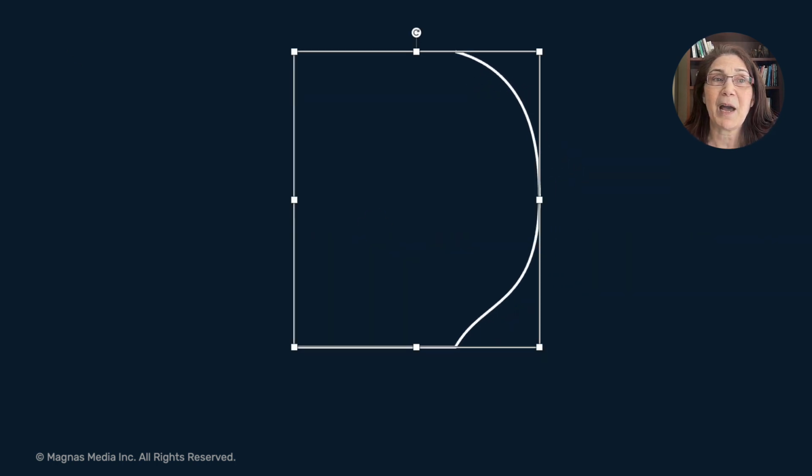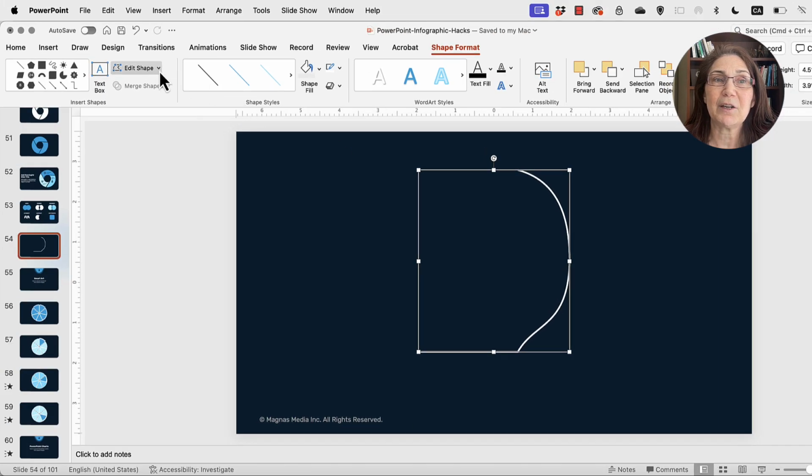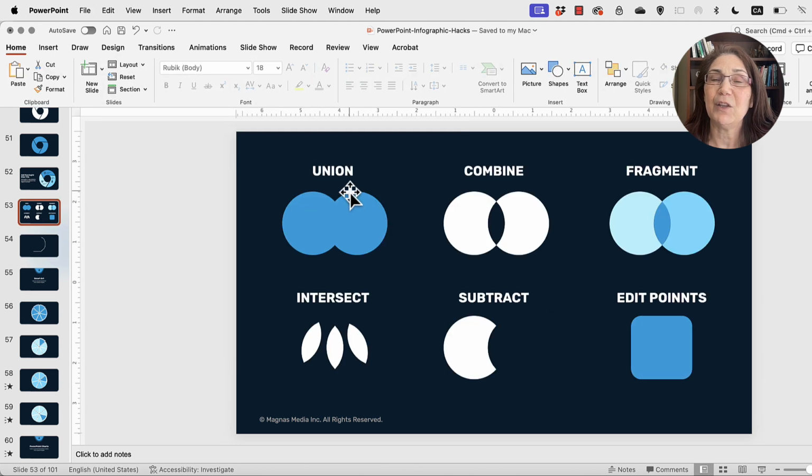So you can see the power now by combining these features, which is right here by using the edit points and also using the combine, the union, combine, fragment, intersect, and subtract. I'm able to take all of these shapes that come out of PowerPoint and take them to the next level and create really infinite shapes and lines and curves that I can add to my infographics.